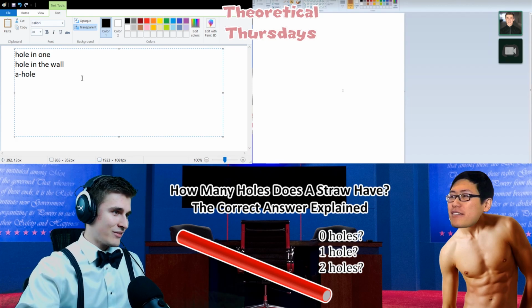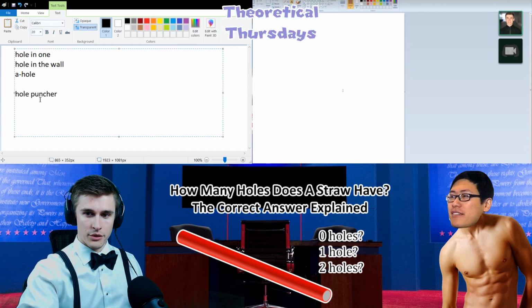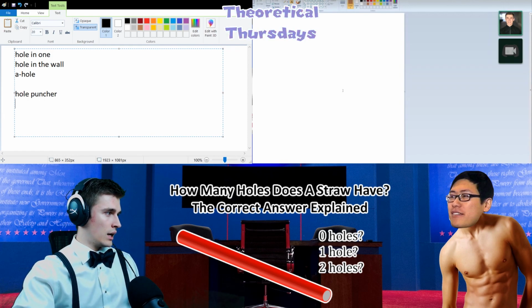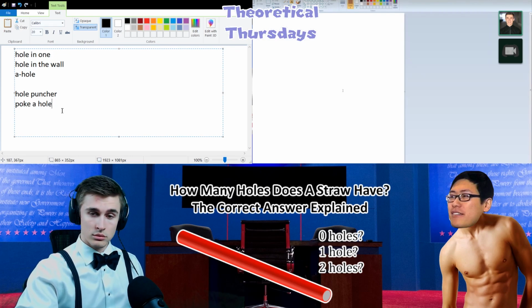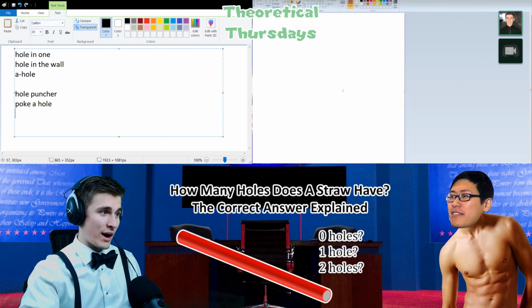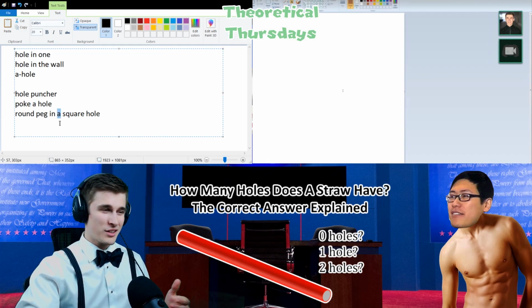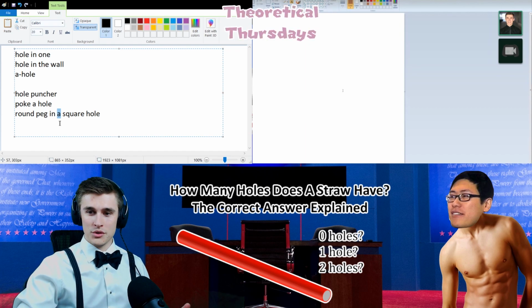But then you have the other side of it, which is things like hole puncher. That's all the way through. Poke a hole, that's a common phrase. People also say, I ripped a hole in my jeans. Round peg in a square hole. Now notice all these are singular. A hole. None of these are poked two holes.